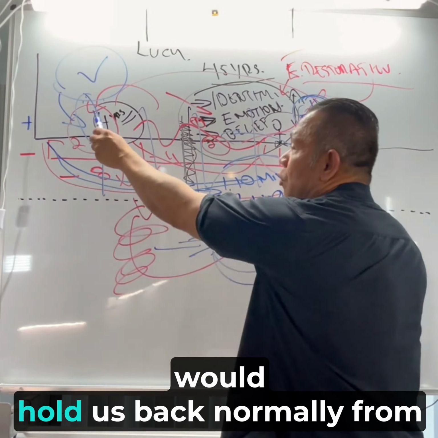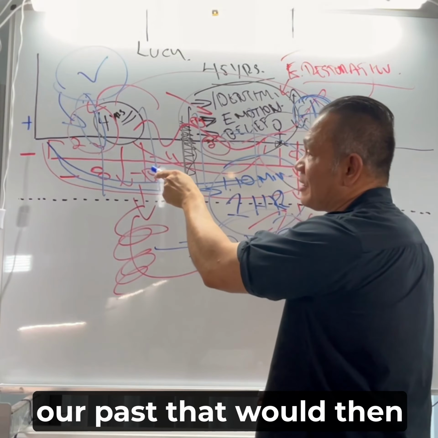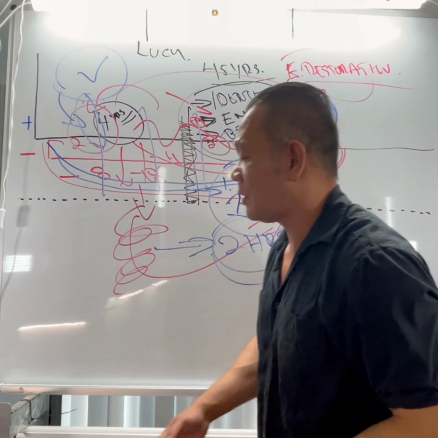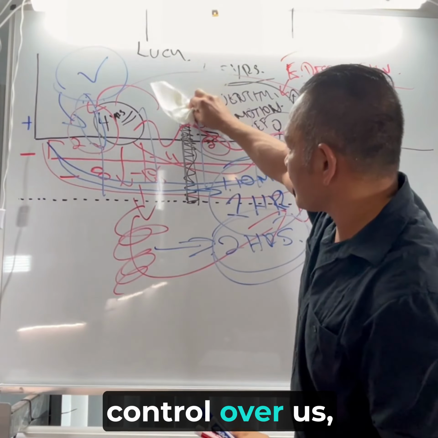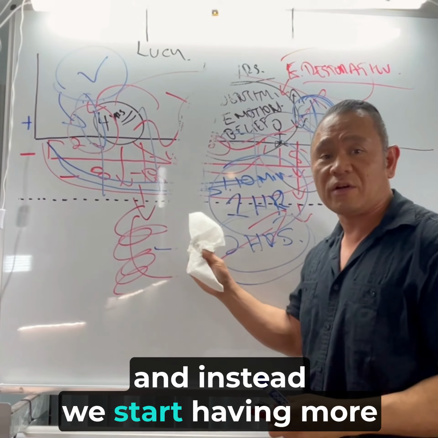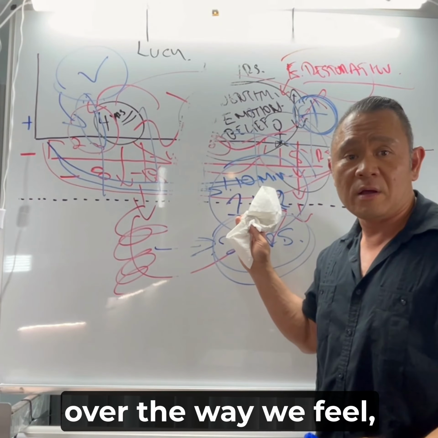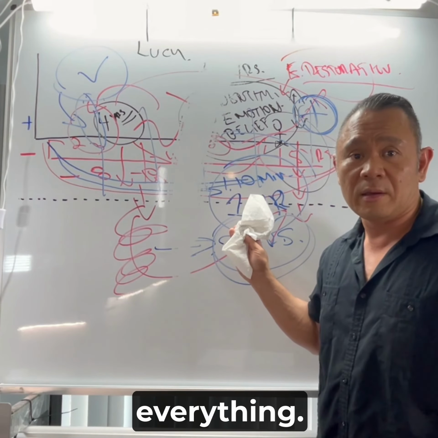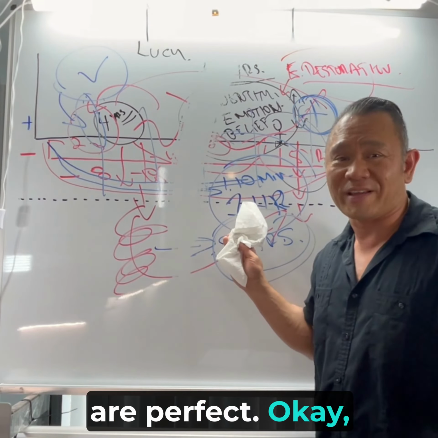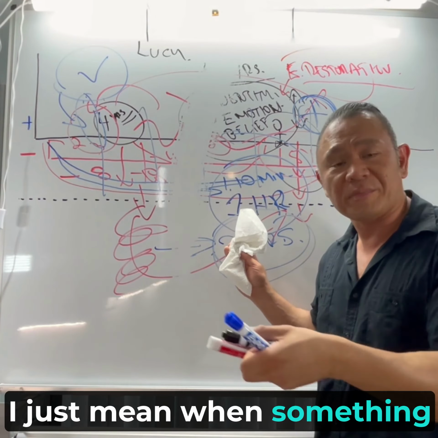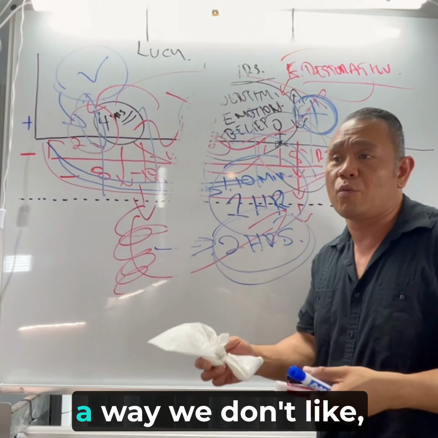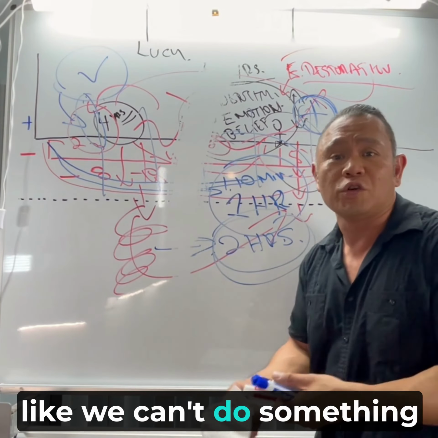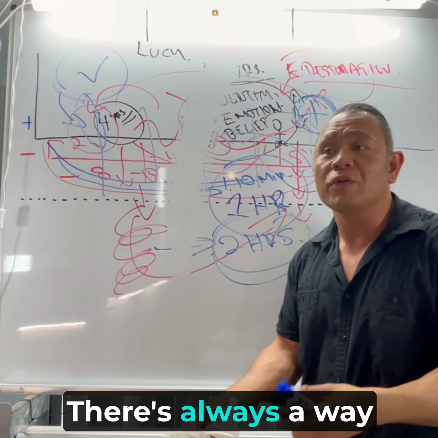Because all of these things that would normally hold us back from our past, that would then negatively shape our present, those get cut. They no longer have control over us. And instead, we start having more control over our present, over the way we feel, the way we look at life, the results that we produce, everything. And it doesn't mean that things are perfect, okay? I don't mean it like that. I just mean when something goes wrong, when something goes in a way we don't like, we don't fall victim, feeling like we can't do something about it. There's always a way to make it better.